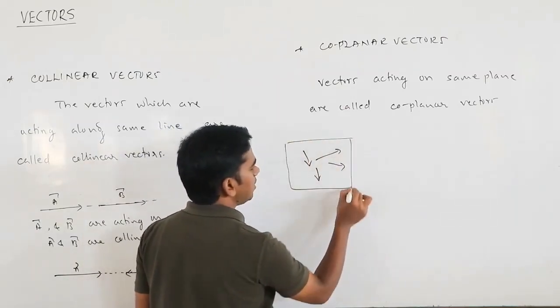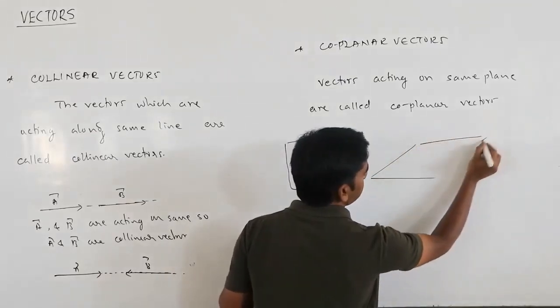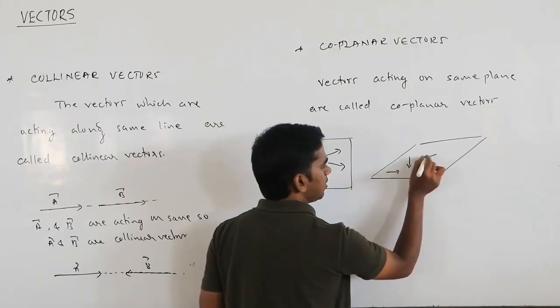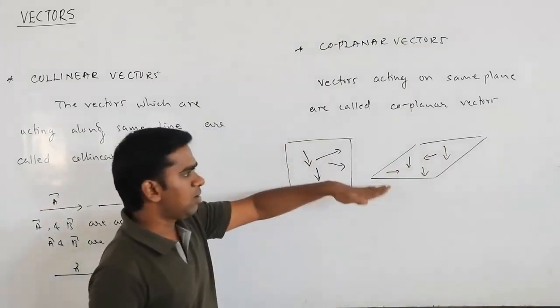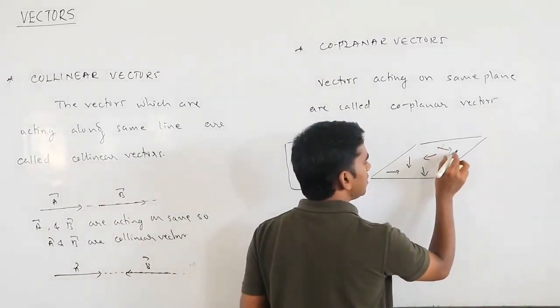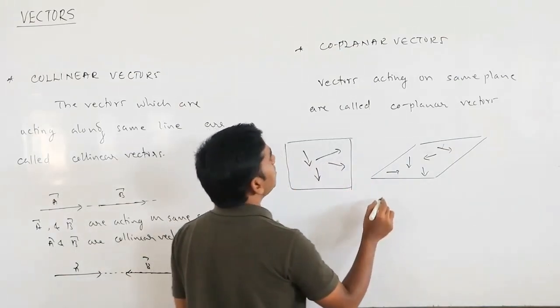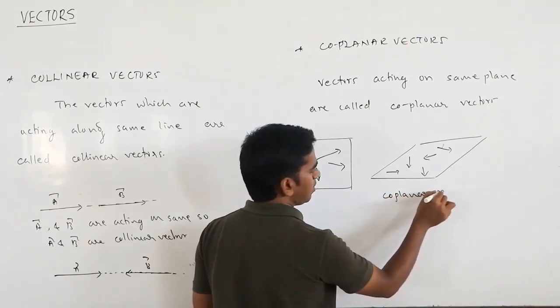Instead of that, if you take a plane like this, and vectors are going to be here, they all are on the same plane. So these two are examples of coplanar vectors.